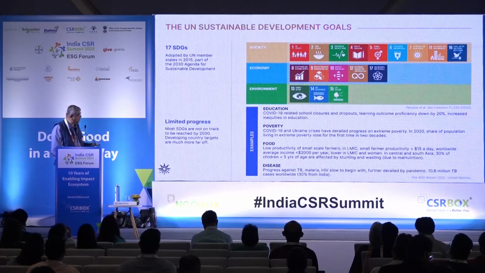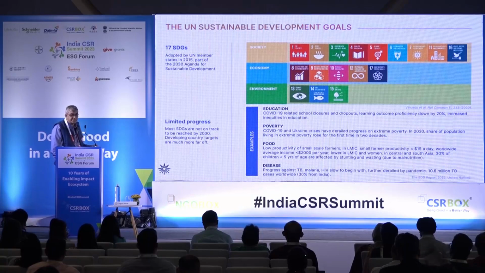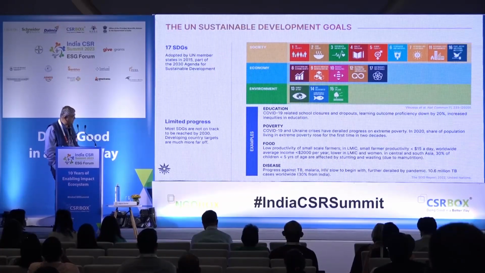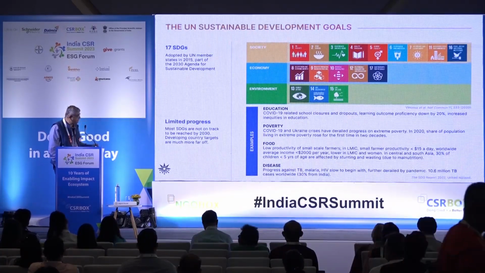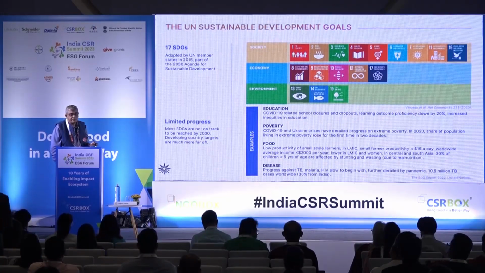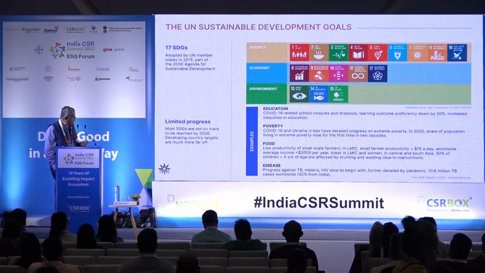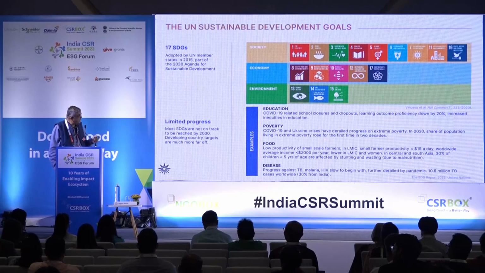Food issues: there's low productivity of small-scale farmers. In low and middle-income countries, small farmer productivity is less than $15 a day. The worldwide average income of small-scale farmers is less than $2,000 a year, even lower in countries like India, and lower among women. Lots of issues there. So we know we're nowhere close to hitting these SDG targets by 2030. Disease: TB has just been sidetracked due to COVID. We know that as well in India. There are 10.6 million TB cases worldwide, roughly 30% of which are from India. So we've made very limited progress on the SDGs, and most SDGs are not on track to be reached by 2030. Developing country targets are way off. So this is a problem.